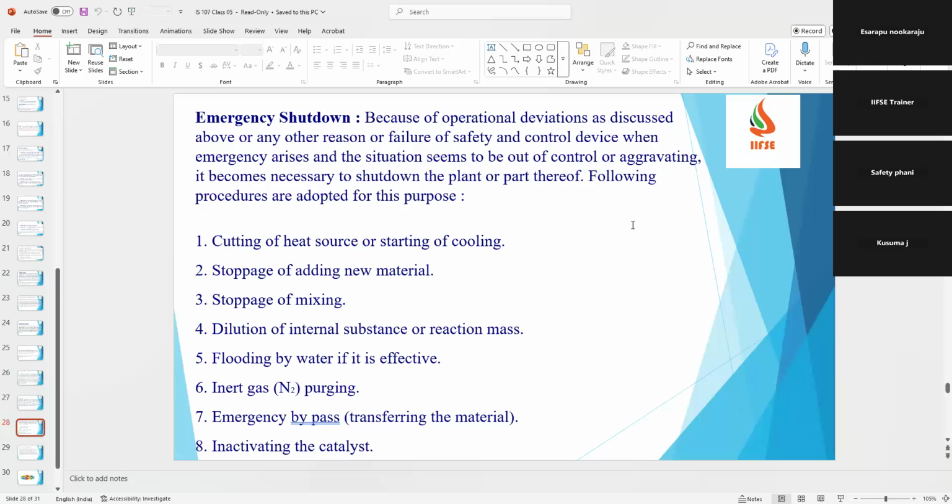So first of all, we have to cut off the heating source and activate the cooling system. Then stoppage of addition of new materials. In case any new materials are going to join this reaction, you have to stop it. Then stoppage of mixing, in the sense of agitation. So you have to stop the agitation or stirring.